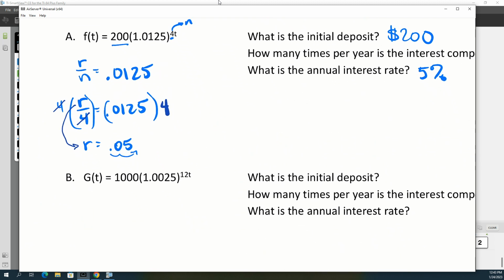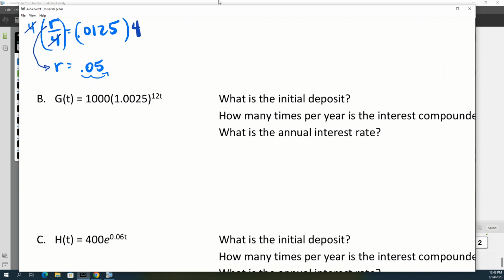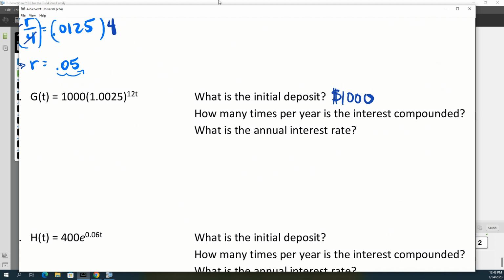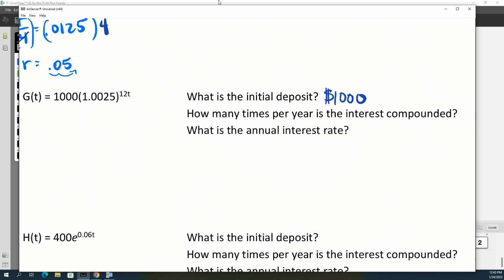Okay. So if that still feels weird, we're going to do some more. So don't worry, you're going to get it. So initial deposit. What do y'all think? $1,000. What about the number of times per year compounded? 12. We're just looking at what's right in front of the T.